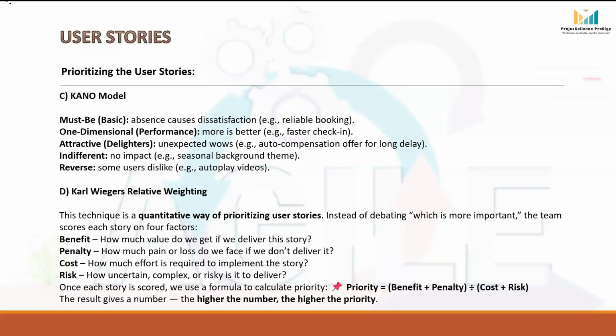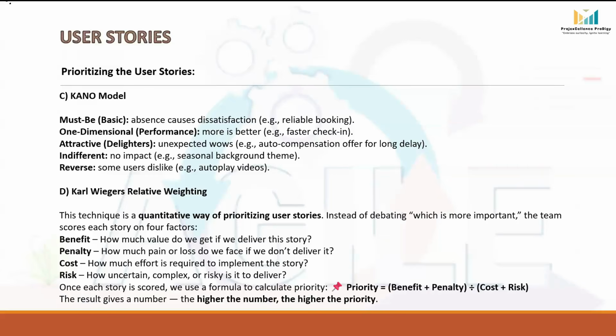The second one is one dimensional. The more you deliver, the happier users are. Less of it causes dissatisfaction and more of it causes satisfaction. Think about airport check-in. If, let's say, check-in takes 40 minutes, passengers are frustrated. If it takes 10 minutes, they are happier. If it is instant via mobile boarding pass, that's even better. So the satisfaction level rises directly in proportion to the performance improvement.